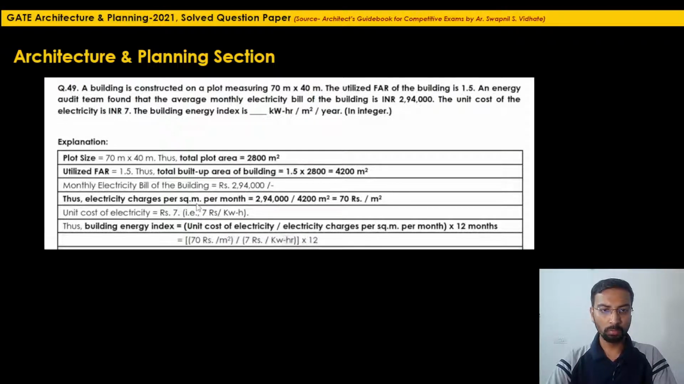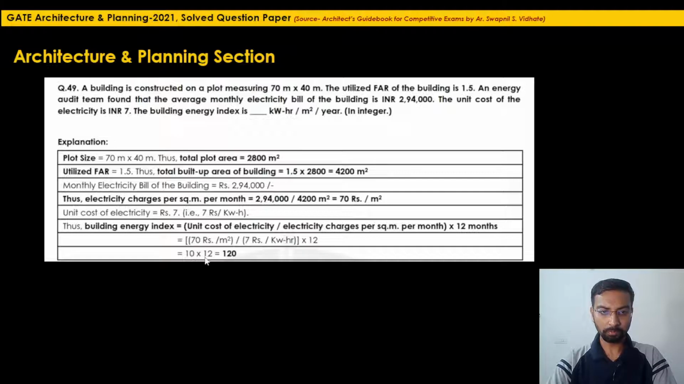So here we will put the above values: 70 rupees per meter square into 7 rupees per kilowatt hour into 12. So what is the final answer? 70 divided by 7 is 10, into 12, 120. So this is the final answer. See, very simple logic. One can apply simple logic on how to put the values while finding the solution, just by looking at the unit mentioned in the question for which the answer is desired. So here the final answer, as per the answer key, is 120. So very simple question of 2 marks.